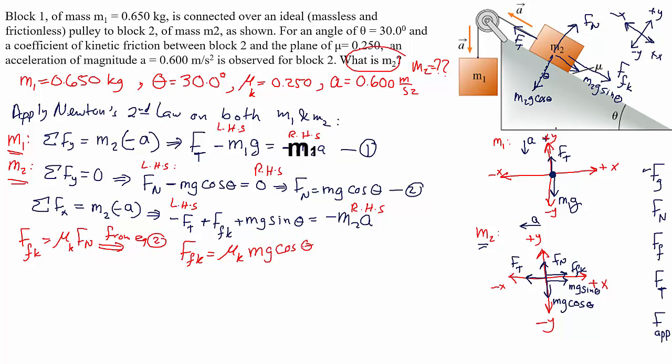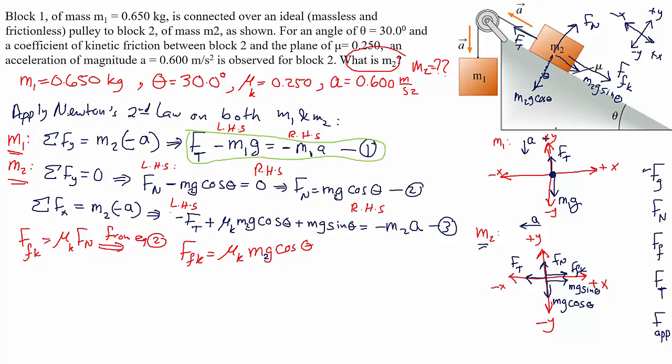Okay, so now we can take this value and plug it into this equation here. So I'm going to rewrite this equation, replacing the force of friction by this formula. So we have the force of tension plus the coefficient of kinetic friction times the normal force from equation 2. We need to remember that this is M2. This is equal to the right-hand side, which is negative M2A. And let's call this one equation 3. So you can see here we have equation 1 applied on M1, and we have equation 3 applied on M2.